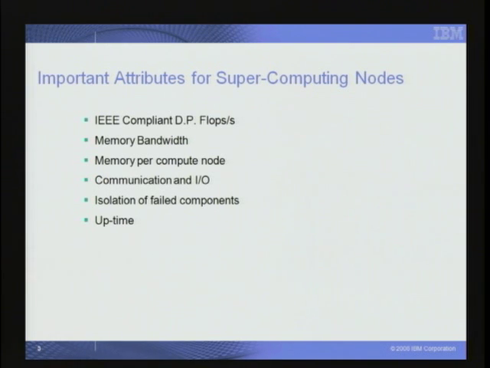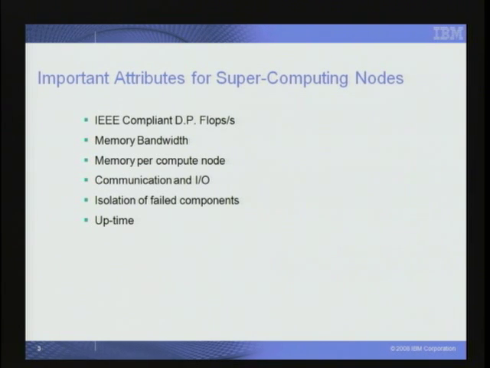And then we get a little bit more subtle. So memory per compute node regulates some algorithms, what sort of blocking you have to do to get to the peak double precision rate. It also can control what the data set size is and how many nodes you have to do the computation. Communication and I/O is exceedingly important when you start talking about taking multiple tens of thousands of processors and trying to do a single computation on them.